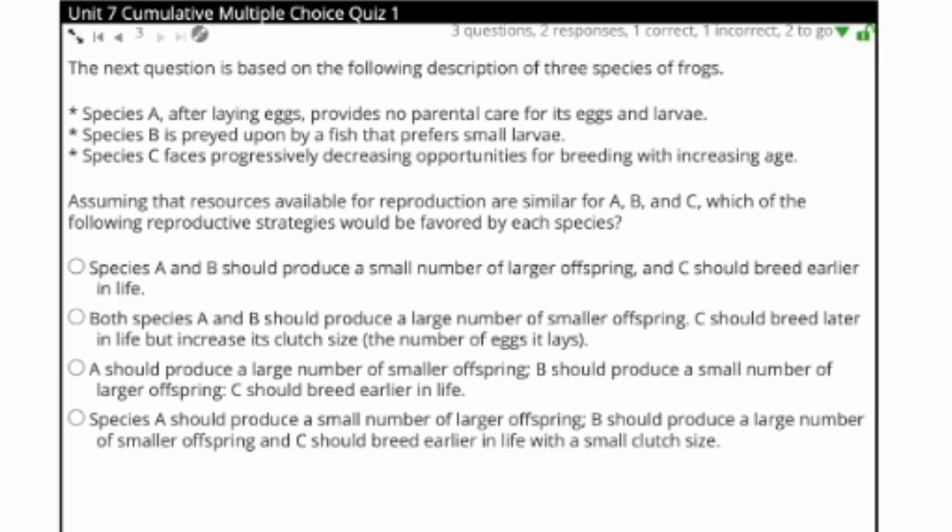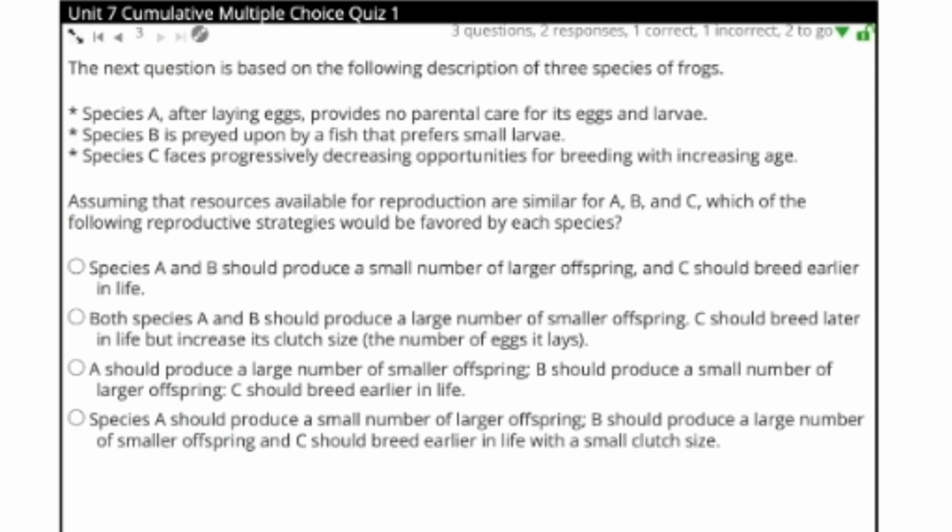I gotta say, this is a tough question to throw at students who are just starting their biology course, but let's see how you guys do. It's really about reasoning. Species A and B should produce a small number of larger offspring, and C should breed earlier in life.